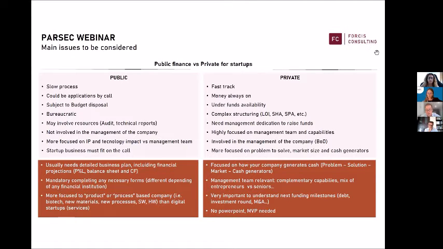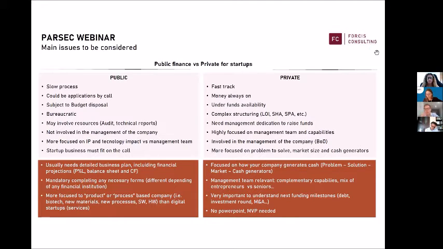It's mandatory that you complete any necessary form that they need, and that will be different depending on the financial institution. So you have to adapt to the requirements of the public finance in every case. And as explained, these guys are more focused on product or process-based companies, biotech, new materials, new processes, software, hardware, than on digital startups more focused on projects.